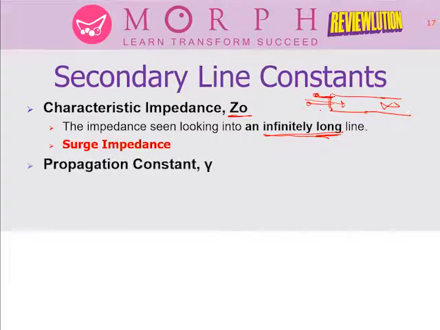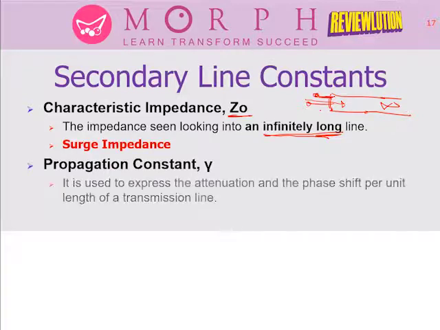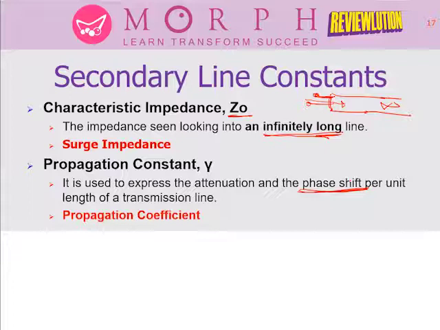The other one is the propagation constant, gamma. This is used to express the attenuation and phase shift per unit length of a transmission line, which we will be discussing shortly. How much phase shift does a transmission line give, for a given length? This is also referred to as the propagation constant.